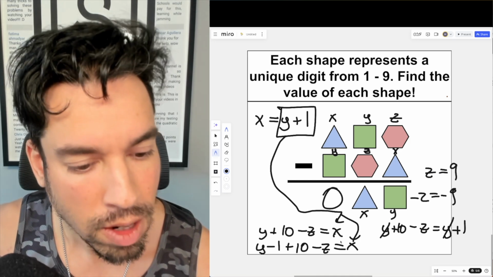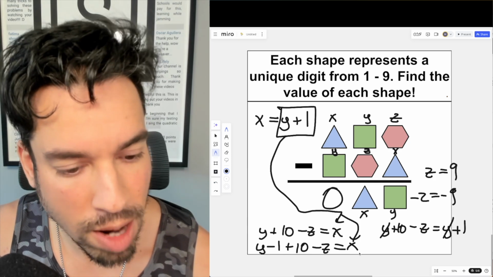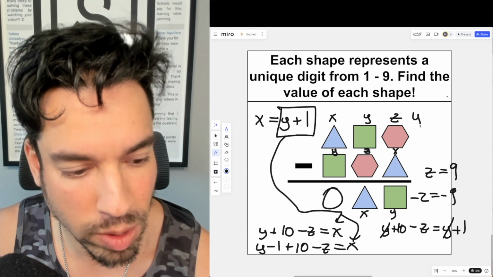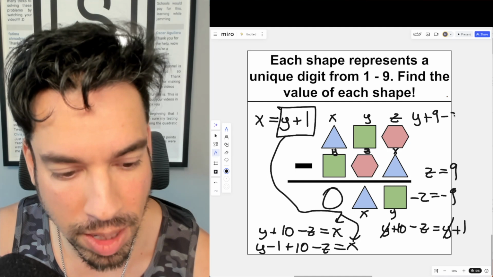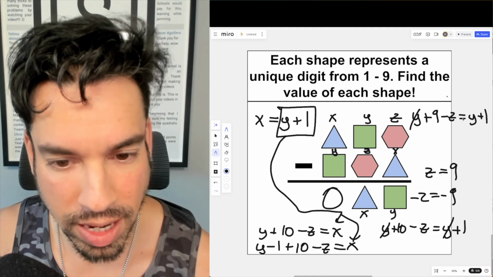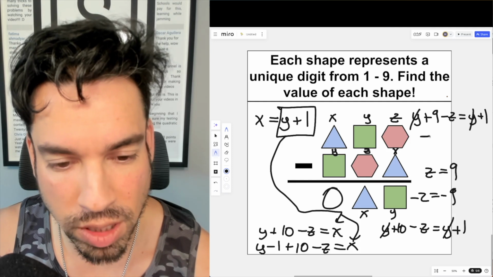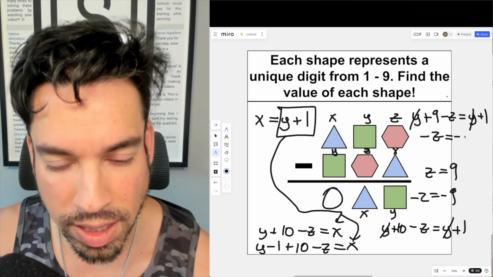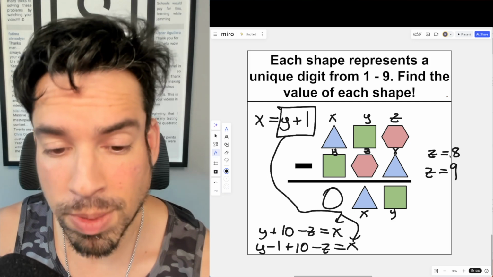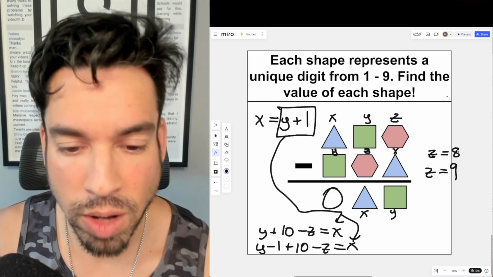And what about here? Again, we're going to substitute in Y plus 1 for X, but first let's combine like terms. Negative 1 plus 10 is 9, so we got Y plus 9 minus Z equals, instead of X, we got Y plus 1. We're going to cancel these guys out, minus 9 from both sides. Negative Z equals negative 8. Z equals 8. So now we have our two possibilities for Z. Z can either equal 8 or 9.